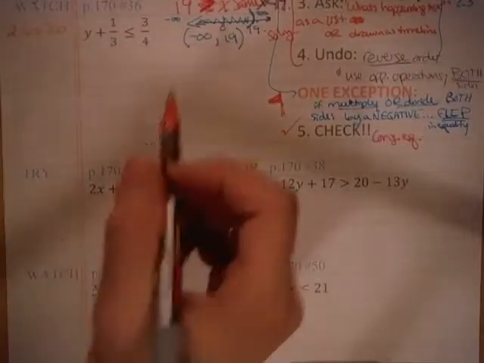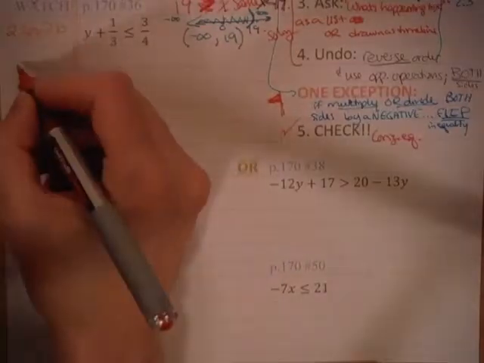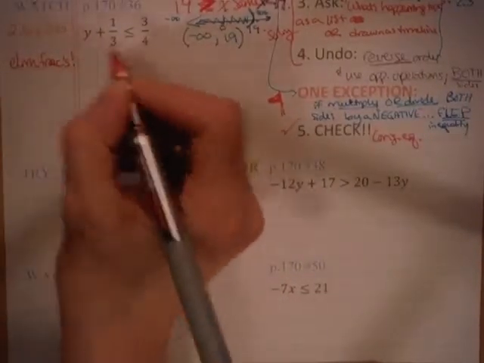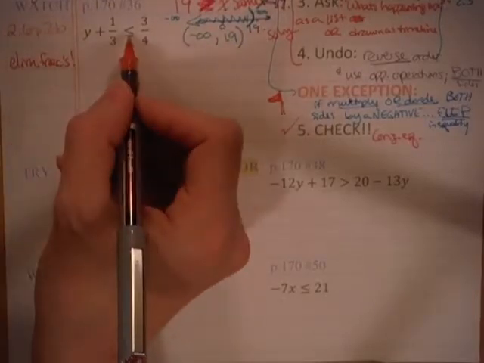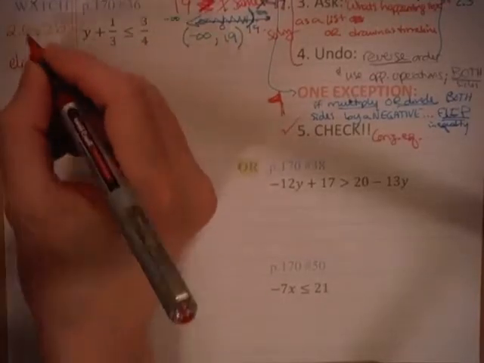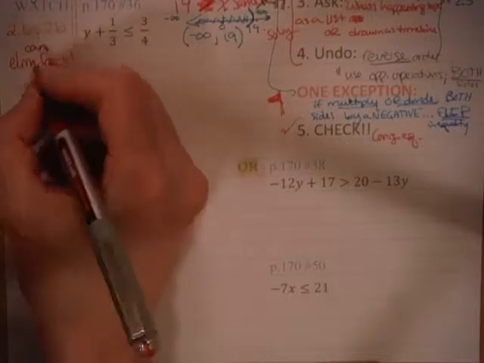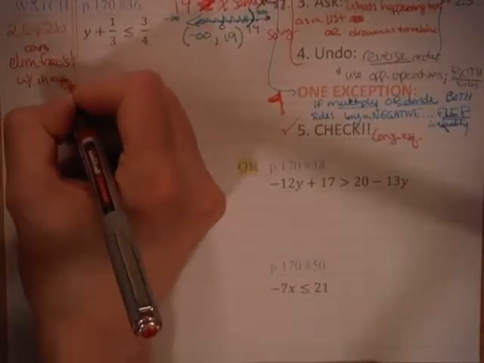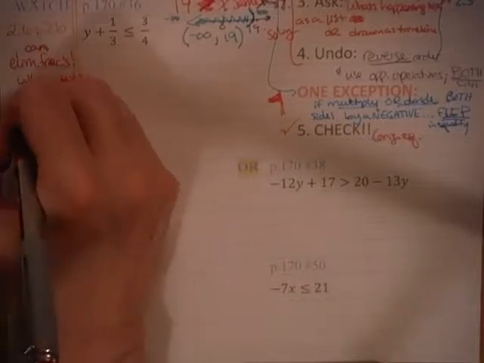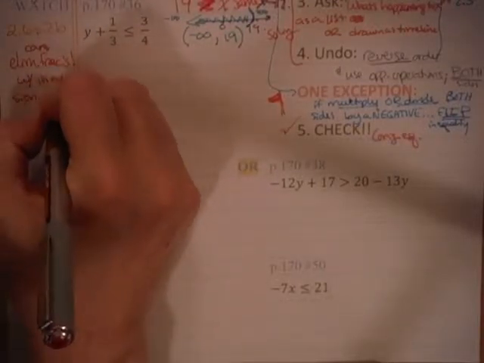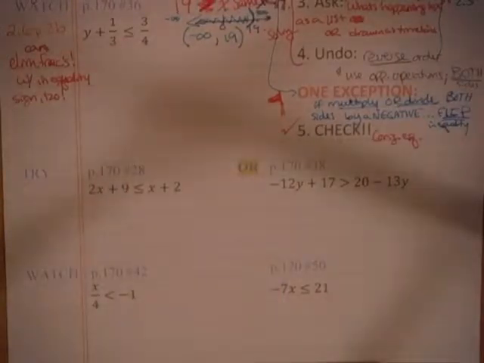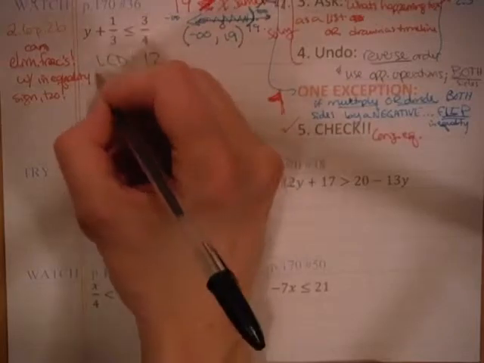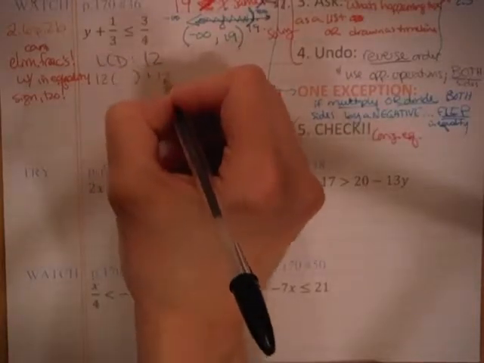Okay, so all that to say, we can go ahead and eliminate fractions. I said you can only do that when there's an equal sign. Well, you can also do it with an inequality sign. So you can eliminate fractions with an inequality sign too. You multiply both sides by the LCD. The LCD in this case is 12, so we're going to multiply everything by 12.